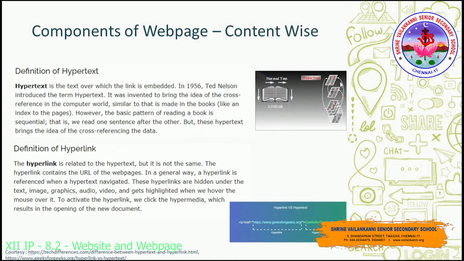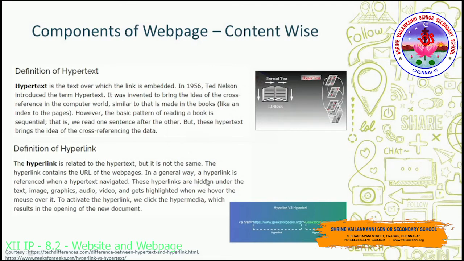If you click that one, you will be directed to some other page. From here you can just come back here. From anywhere you can come back to the position using the hypertext. So next one is the hyperlink. It is related to hypertext but it is not the same. The hyperlink contains the URL of a web page.